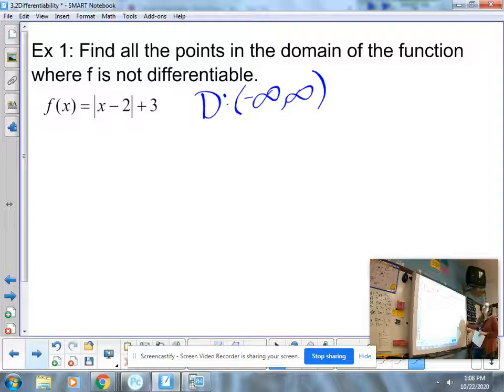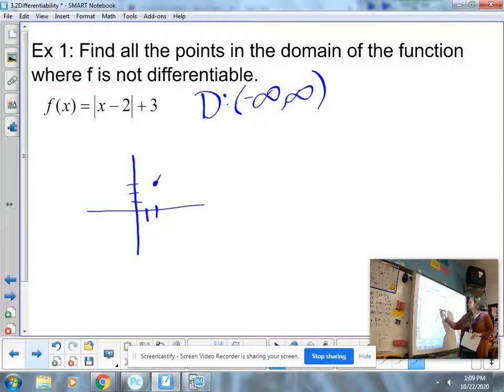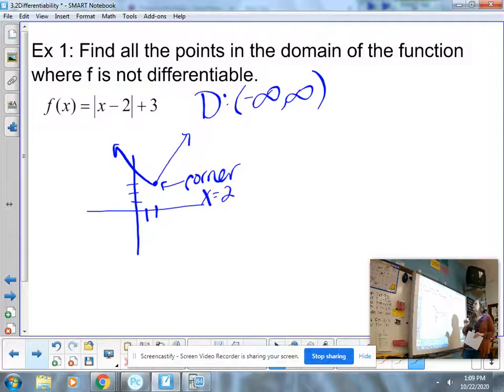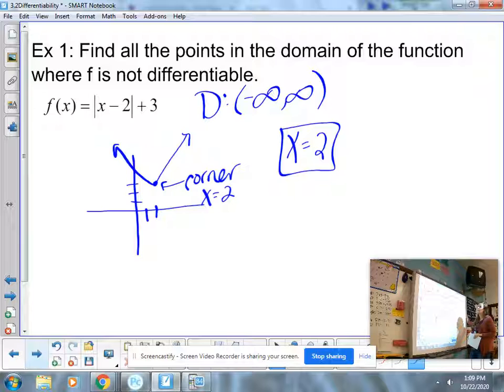but they're not in the domain, so you don't have to state those. So if we were to graph this, this is an absolute value function opening up with a vertex at 2, 3. We're going to be looking like that. It looks like we have a point where we cannot take the derivative at the vertex value. This is actually a corner, and that occurs at x equals 2. So the only place where this is not differentiable is at x equals 2. It's differentiable for all values less than 2 and for all values greater than 2, but it is not differentiable at 2 because that is the actual corner x value.